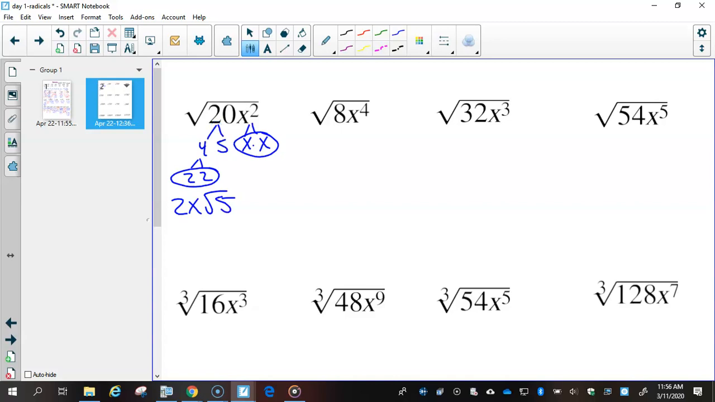Now with these ones, you can still check the number part. You could still put the square root of 20 in your calculator and get 2 times the square root of 5, but the variables you won't be able to check on your calculator.